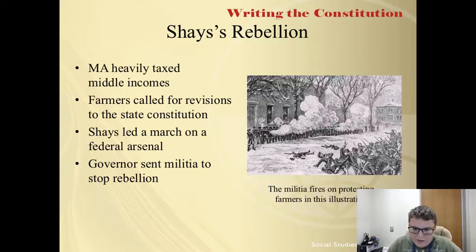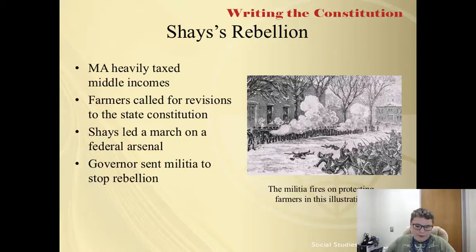Hanged for their role, with several others having their death sentences commuted. Many other rebels lost their civil liberties for a time as a result of their involvement. The most serious consequence of the revolt was that several leaders of the independence movement became concerned that the national government's inability to quell the rebellion had endangered the gains made by the Revolution.